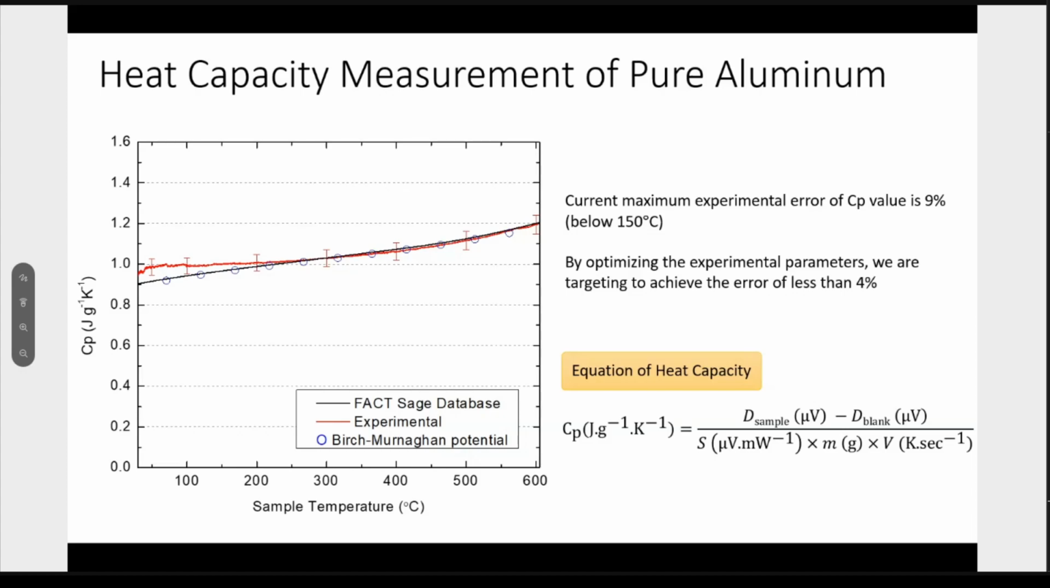Once we confirm that the heat capacity measurement is correct, we are going to examine the FactSage database and the result of the atomistic simulation, and we will apply this model to different types of alloys, aluminum alloys or other types of alloys in the future. This is what I have to do in the future. I'm sure I can show more results at the next workshop, maybe next year.